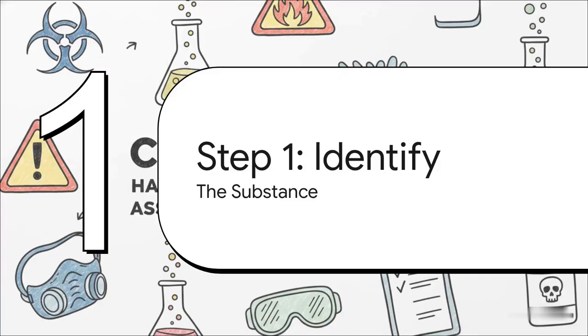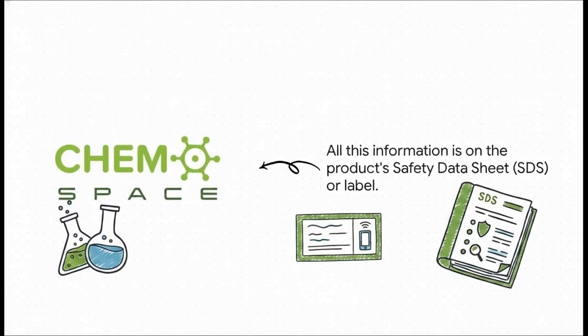All right, theory's over. Let's get our hands dirty and actually start filling out our assessment card, starting right at the top. Step 1 is honestly the easy part. This is just the basic housekeeping stuff. What's the product called? Who makes it? And who do you call if something goes wrong? All of this info is right there on the product label or in its safety data sheet, the SDS.